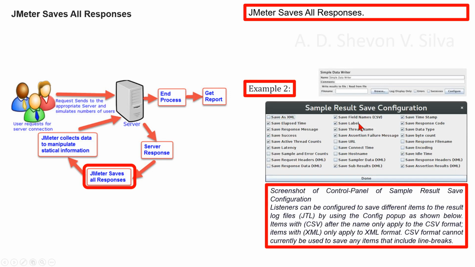As an example, here you can see a screenshot of the control panel of the sample result save configuration. Listeners can be configured to save different items to the result log files, JTL, by using the config pop-up as shown here. Items with CSV after the name only apply to the CSV format.